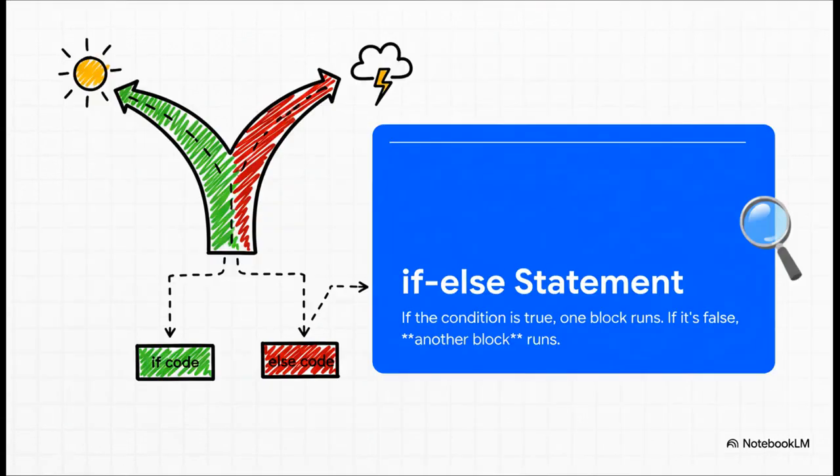And that, my friends, is where if-else shines. It literally creates a fork in the road for your code. If the condition is true, boom, the if block runs. But if it's false, the program doesn't just move on. No, it jumps straight to the else block and runs that code instead. It forces a choice. It's got to be this or it's got to be that.